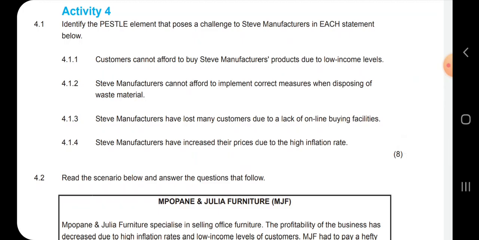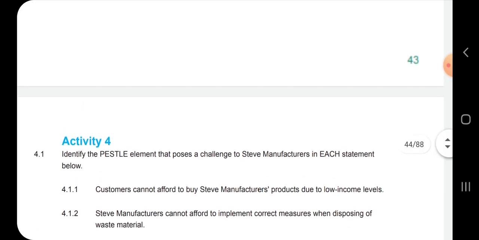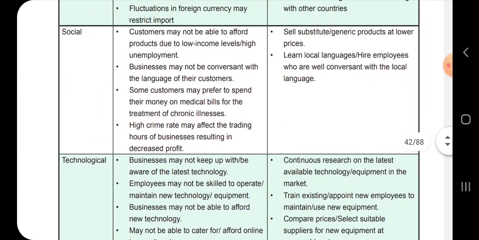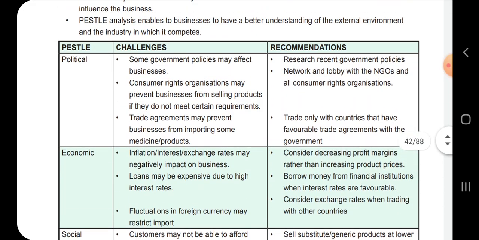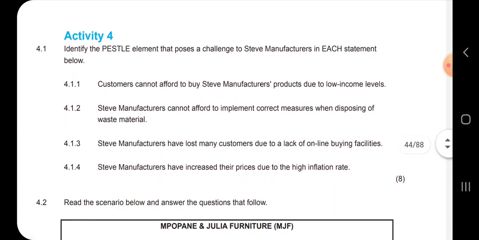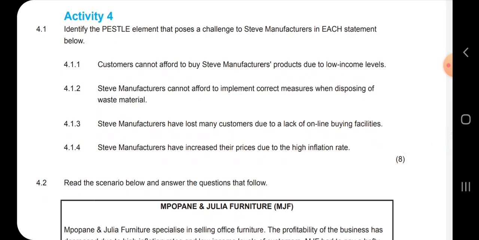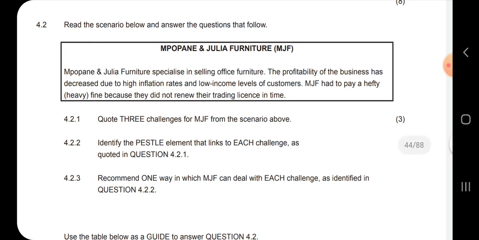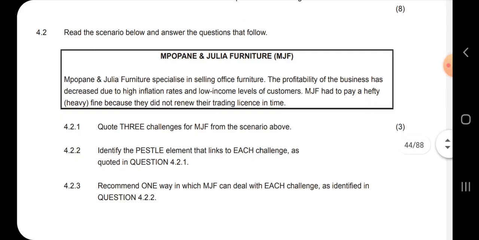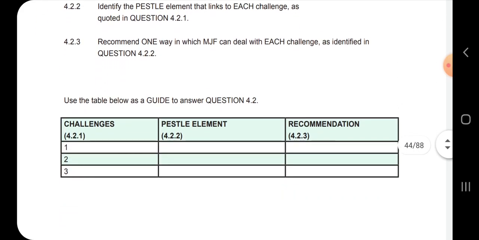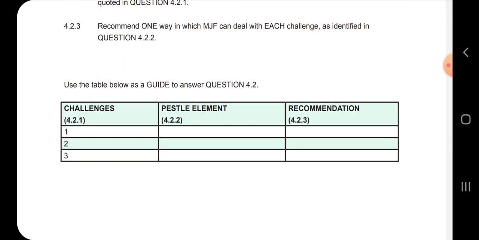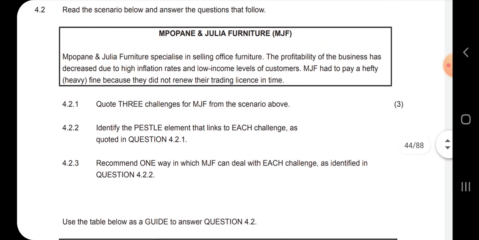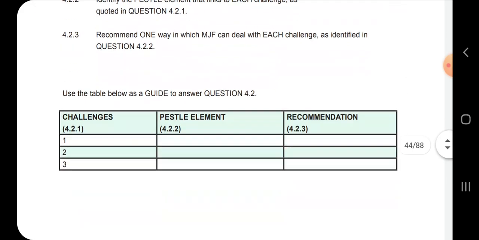Identify the pastel element that poses a challenge to Steve manufacturer in each statement below. Those pastel elements are these ones: environmental, technological, economical, political. By just reading a statement, you know which applies to which. Let's go to 4.2. Read the scenario below and answer the question. So it's important that you are able to apply your knowledge in scenarios in business studies. And this is the table guide that you will use to answer 4.2.